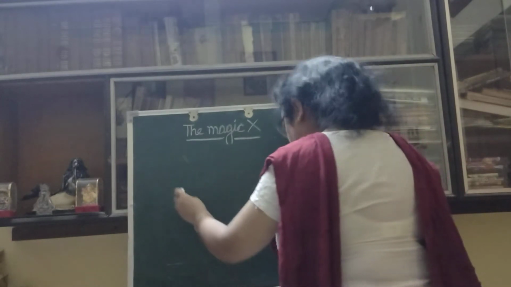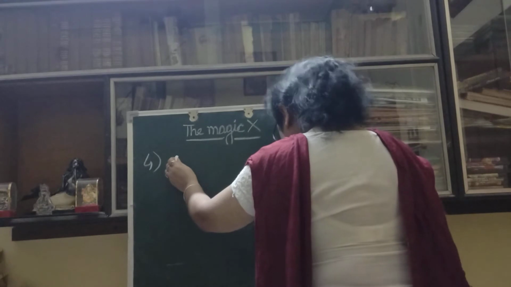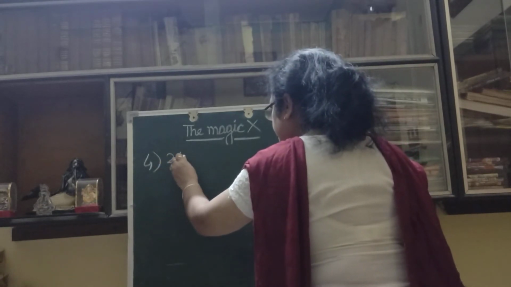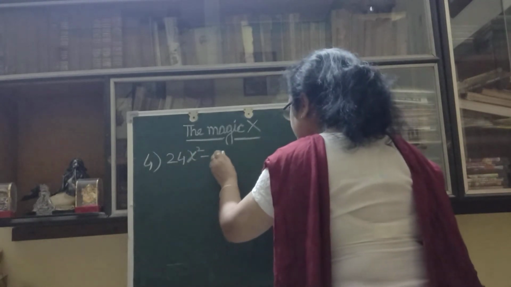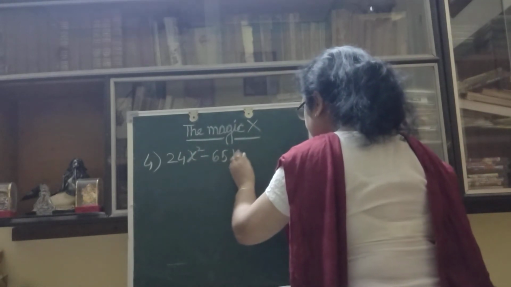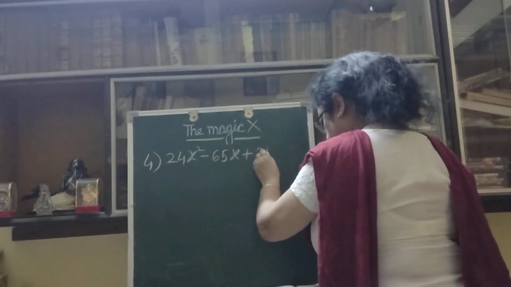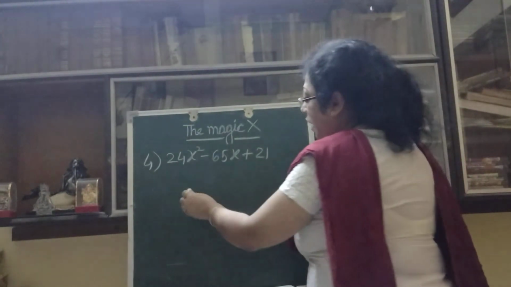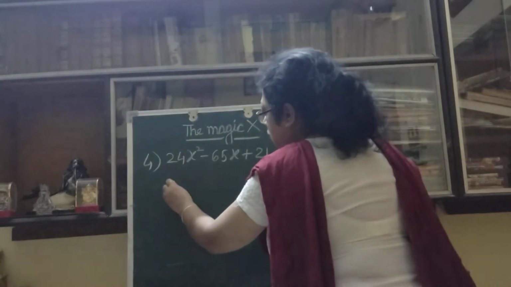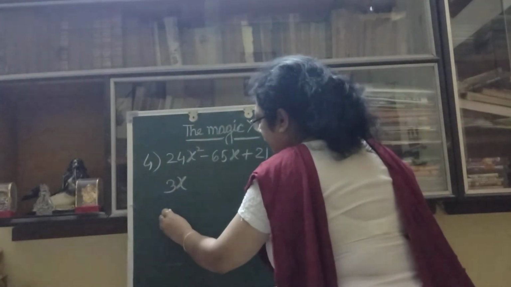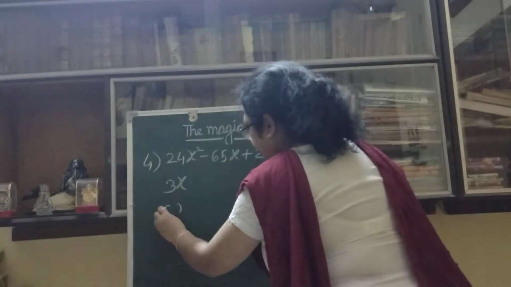Now I am giving you one more, that is 24x square minus 65x plus 21. Okay. Now I am taking 3 8s are 24. So 3x and 8x.